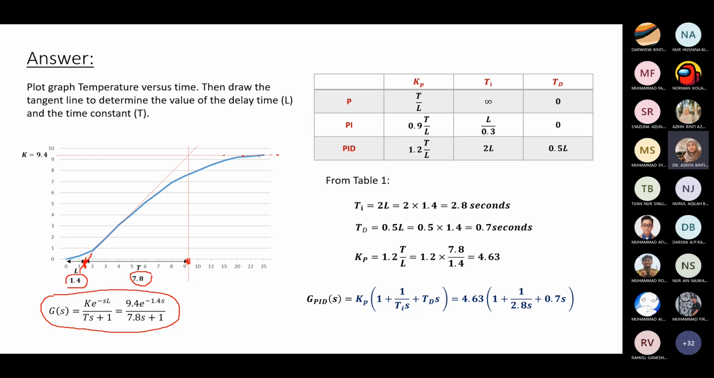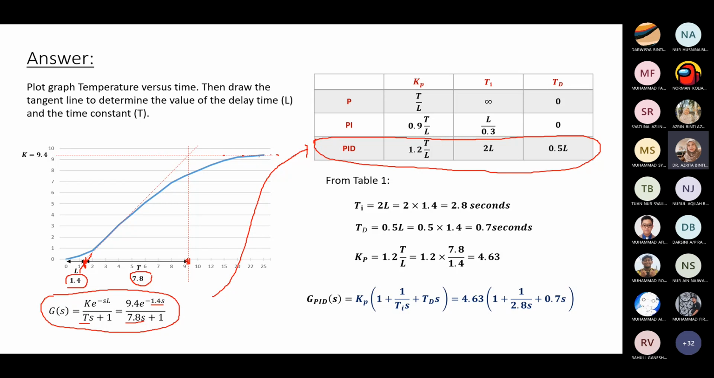So just put the value of K 9.4, and we have here the value of L 1.4, and then we have here the value of T 7.8 plus 1. And then we design the PID controller based on this table. Okay, so from this table, we want to design the PID, so we refer to this row, this row for the PID controller.